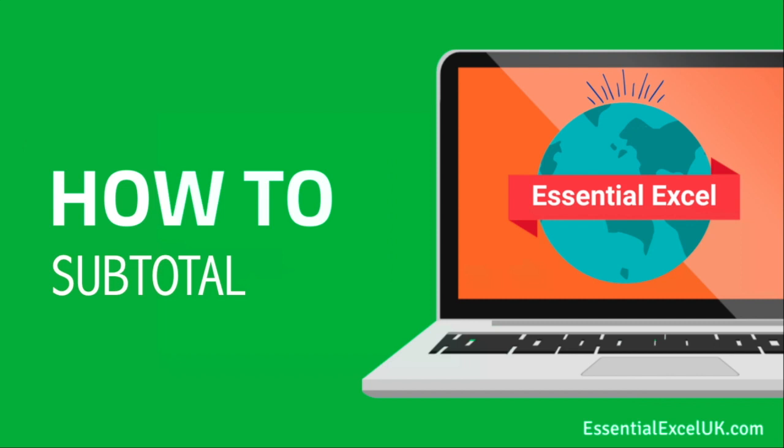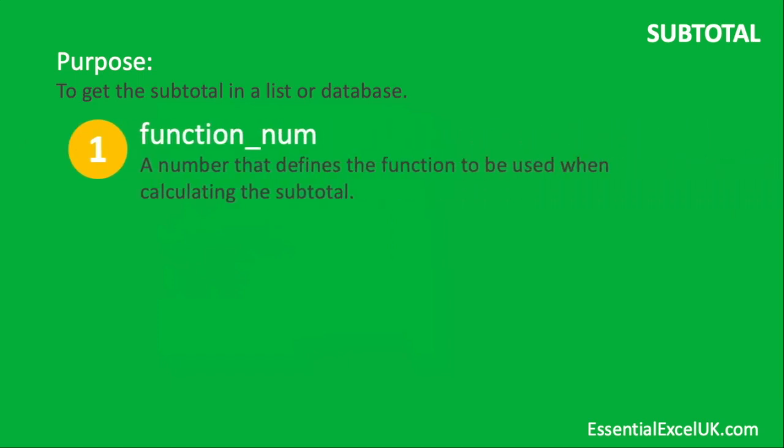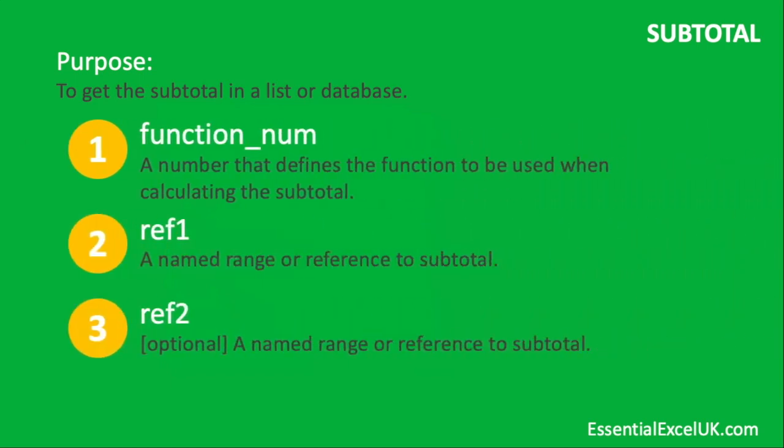So, subtotal. The purpose of the subtotal function is to get the subtotal in a list or a database. The subtotal function is made up of three parts. The first part is the function number. So when using subtotal, we're able to use a number of different options.